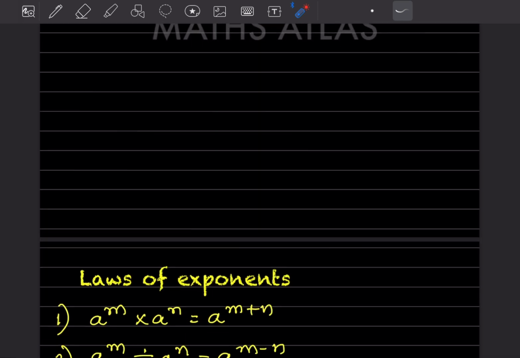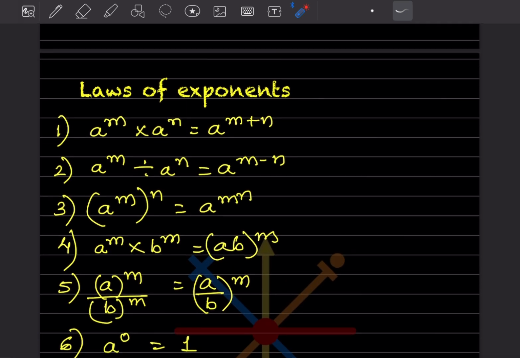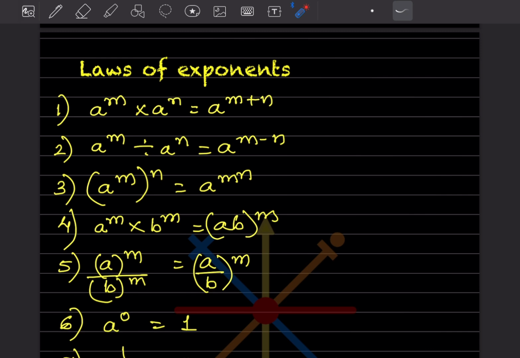Now the most important thing you have to remember is that you have to learn all the laws. If you know the laws thoroughly, you can solve the problem. So here is the first law. This A is the base, and this is the exponent, or power. So A raised to m into A raised to n: whenever there is multiplication, we add the exponents, so m plus n. The base remains the same.